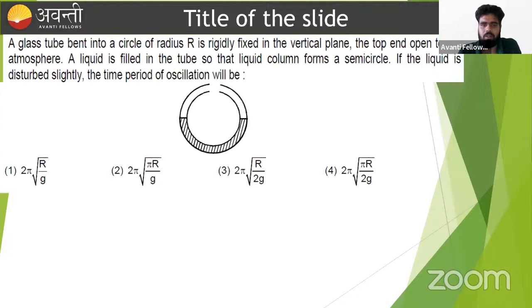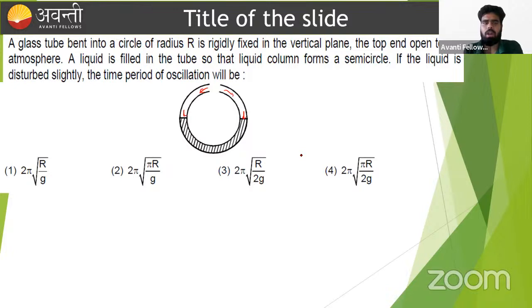Let's move to the next question. This question is a very important problem regarding JEE Main, a very good application of fluids in terms of SHM. Here the tube is open, so we can say the atmospheric pressure is acting, and initially the whole system is in equilibrium, so this pressure must be equal to this pressure.